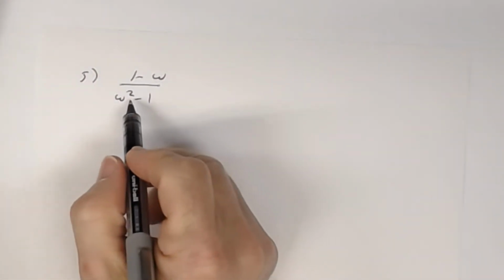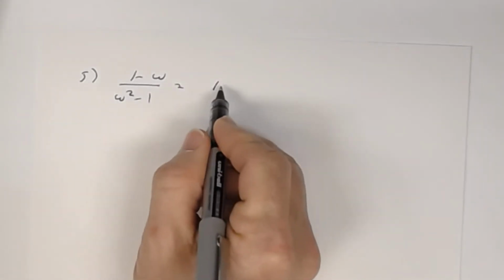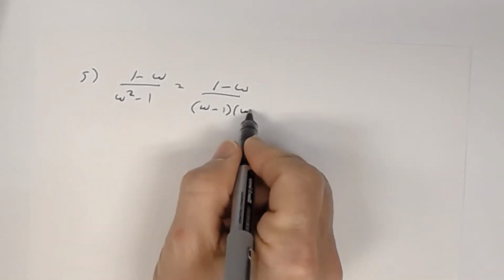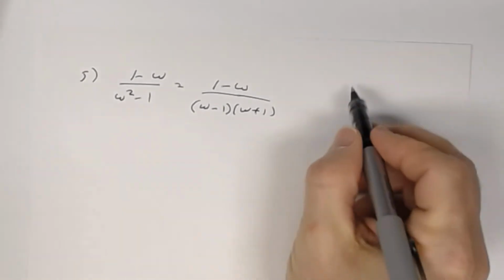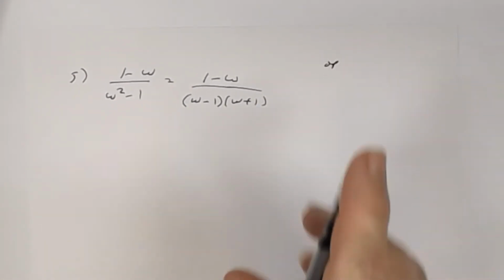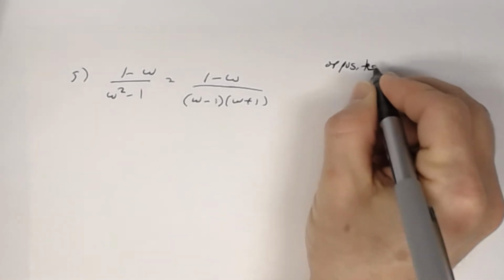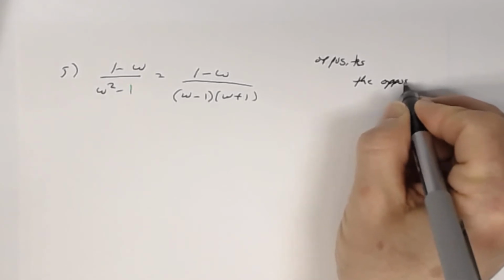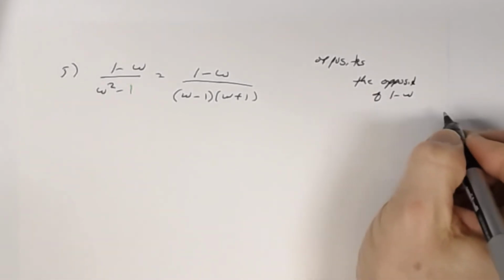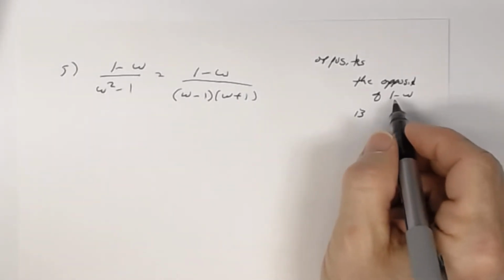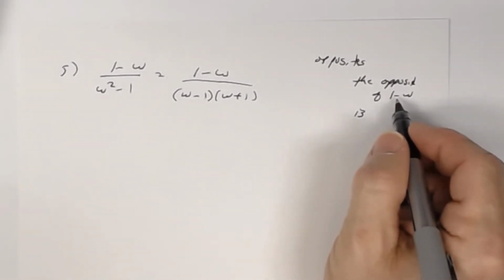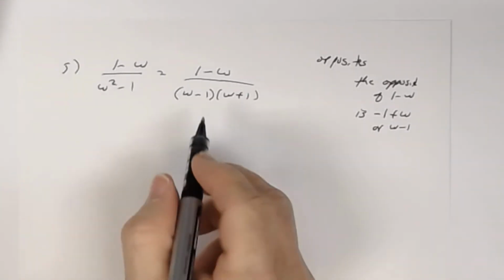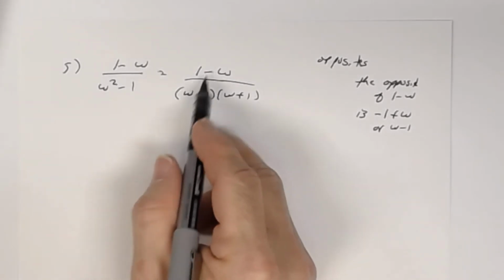Okay, so if I factor the denominator, I get, in the numerator, 1 minus w. The denominator is the difference of two squares. I get w minus 1 times w plus 1. Now remember, you got to think of opposites sometimes. All right, so opposites. If you think about this, the opposite of 1 minus w is, and remember, to get the opposite you just change the sign, so negative 1 plus w, right? Or w minus 1. So those two are the same thing. So notice, here's a w minus 1. So these two are opposites.